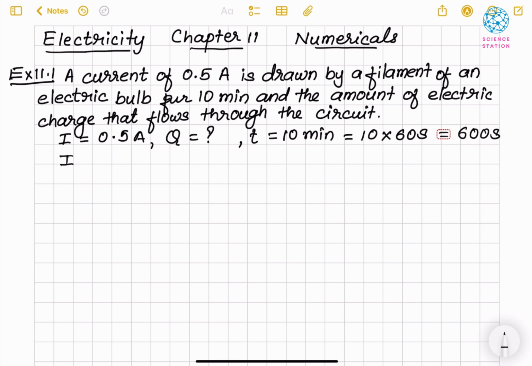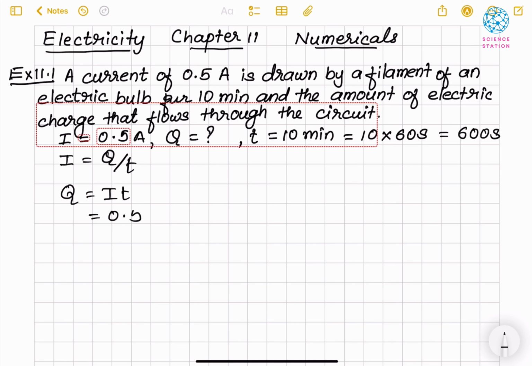So now the formula is I equal to Q by T. Using that formula I want to find Q, so I will do I into T. That will be 0.5 into 600, so that will come to 300 coulomb. So the charge is 300 coulomb.